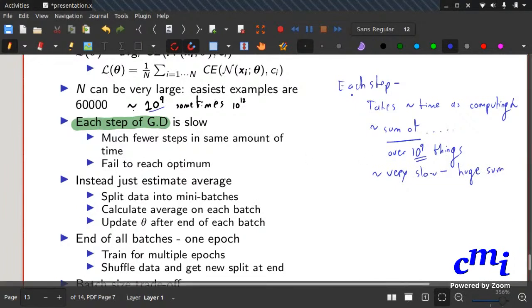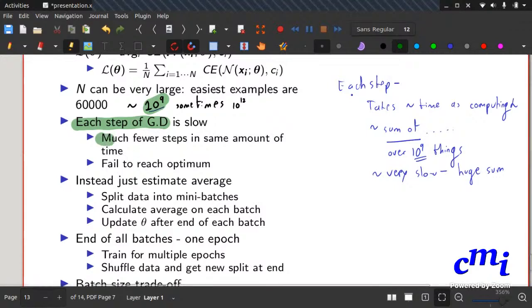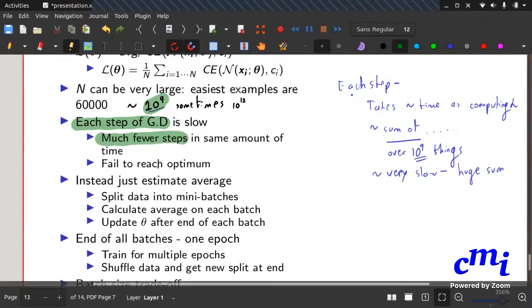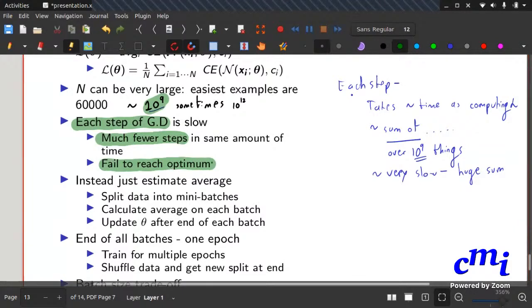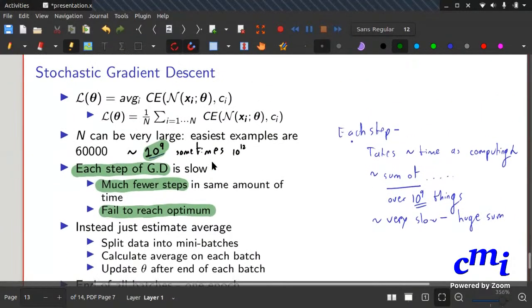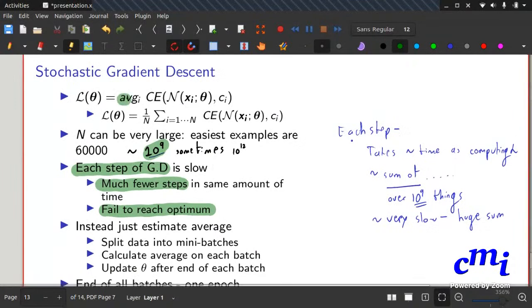So we can't really iterate over the entire data set at each step of the training, right? Because that would basically mean that given the same budget in terms of time, you end up doing much fewer steps, and that means that you can fail to reach the optimum, right? You have to train for days and weeks and years, and even then you might not ever reach the optimum, right? So then what do we do? So notice that this is an average.